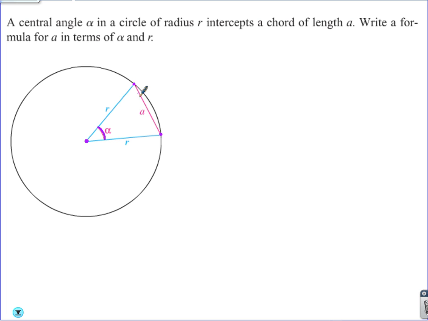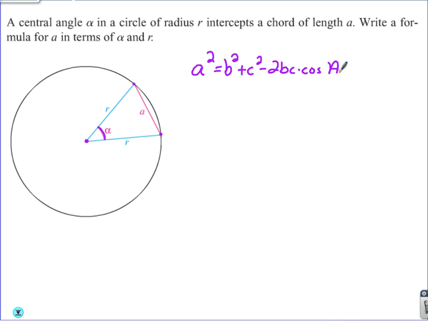They're asking for the length of this chord. A chord is a line segment whose endpoints are on that circle. So we've got a chord, and we want to write a formula for A in terms of alpha and R. I noticed that it looks like we could use either law of sines or law of cosines, but I don't think we're going to be able to use law of sines because we have alpha and A, but we don't have either one of those other angles. So let's use law of cosines: A squared equals B squared plus C squared minus 2BC times cosine A, to write a formula for A in terms of alpha and R.